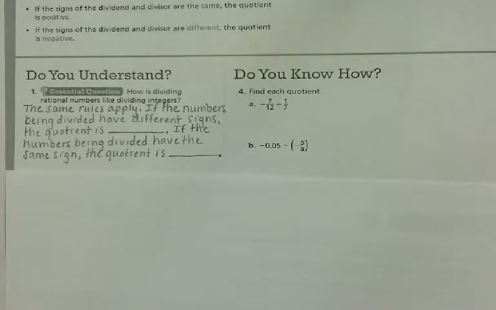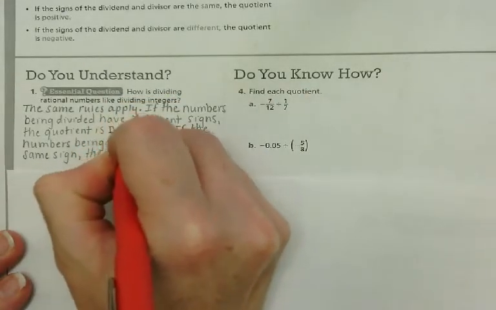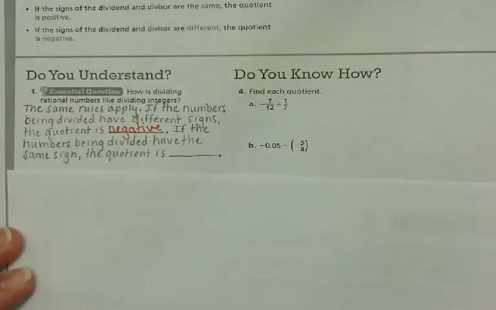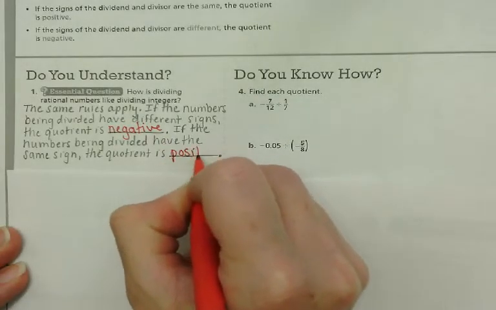The same rules are going to apply whether you are dividing rational numbers or integers. If the numbers being divided have different signs, the quotient is positive. I'm sorry, if the signs are different, the quotient is negative. If the numbers being divided have the same sign, the quotient would be positive.